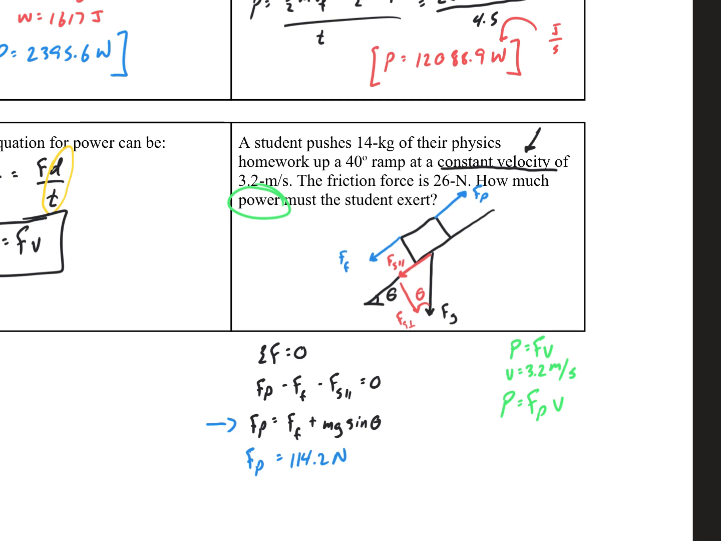And then when I plug everything in, power is that FP, that 114.2. The velocity was given to me at about 3.2. So my power required to push your stack of physics homework up the ramp is about 365 watts. Cool.